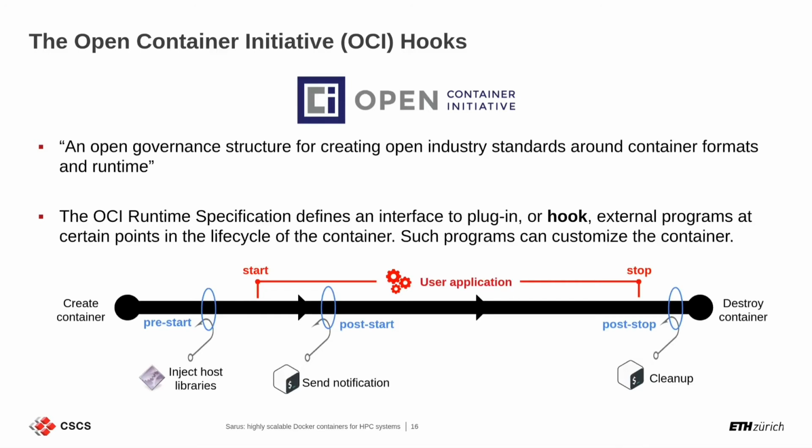Part of the runtime specifications published by the OCI defines an interface to plug in or hook external programs at certain points in the life cycle of the container. At the bottom of this slide, we see a timeline representation of the container life cycle, from creation up to destruction. The blue rings exemplify three points in which hook programs can be called. As you can see, they can be any kind of executable, like binaries or shell scripts, as it's represented here. The interesting part is that these programs can customize the container and its contents.